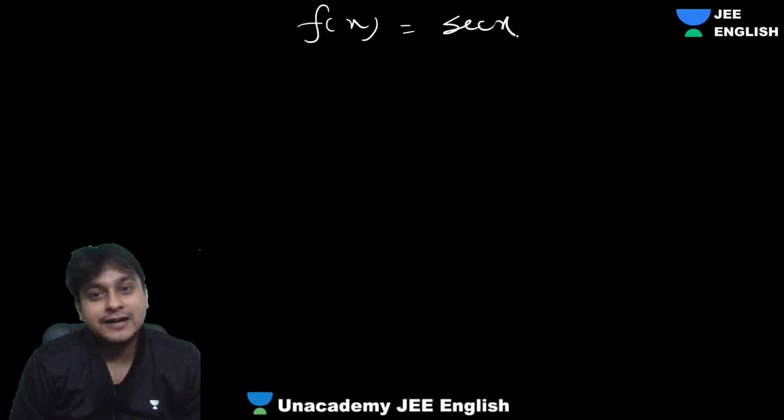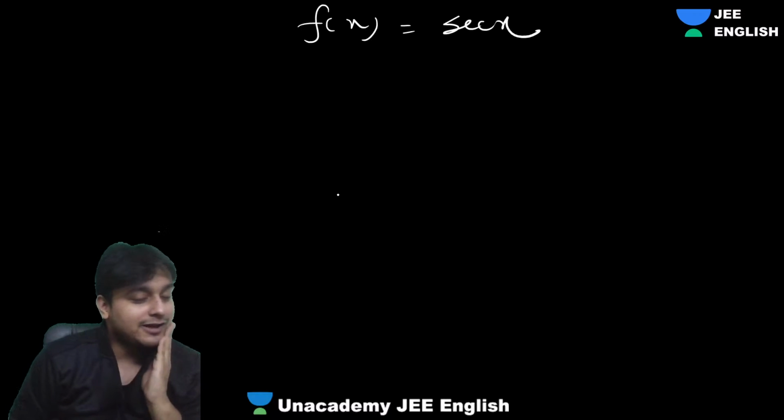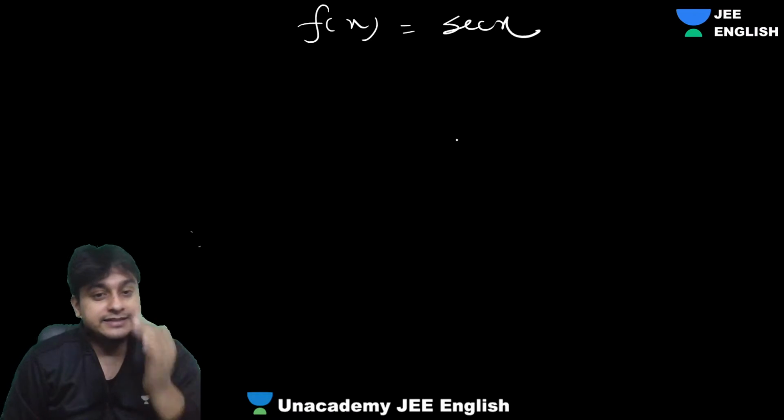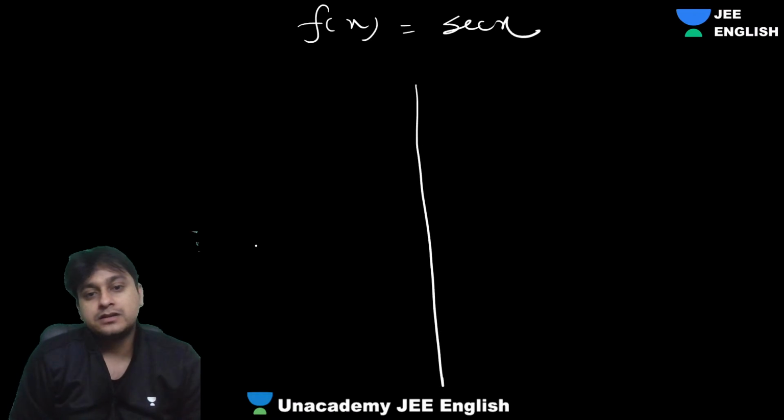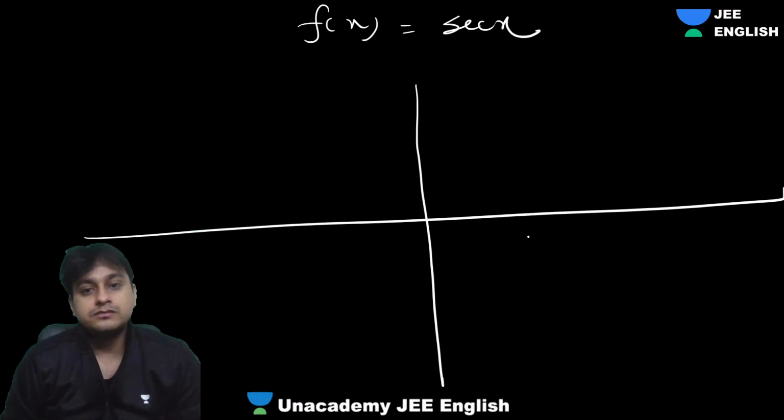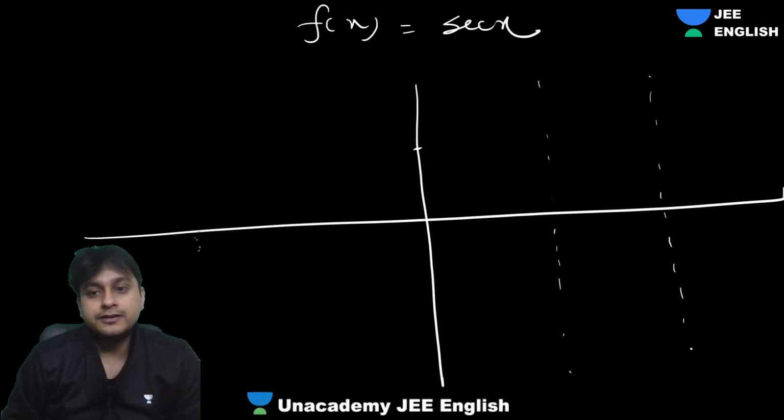So guys, do you know the graph of sec x? Come on, tell me. Yes. So guys, we should know the graph of sec x. How's the graph? You can see here that sec of 0 is 1, and then sec of 90 is not defined. Sec of 90 is not defined.